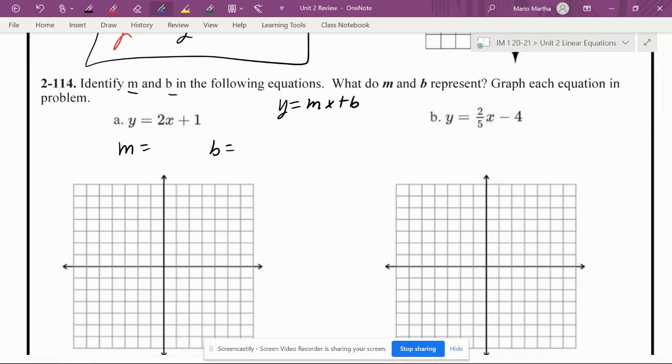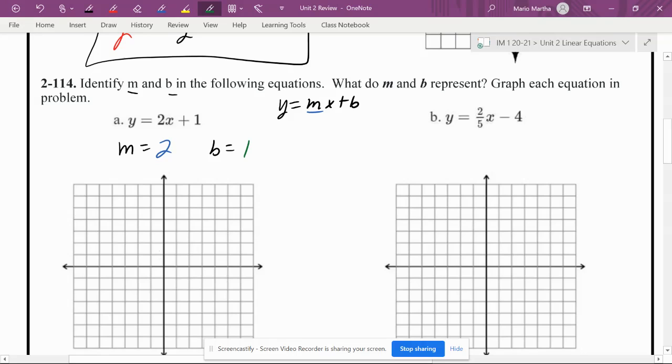m is always the number next to the x. So in this case, it's +2. And b is always the constant number, the one that doesn't have an x or any other letter next to it. So in this case, it's +1.